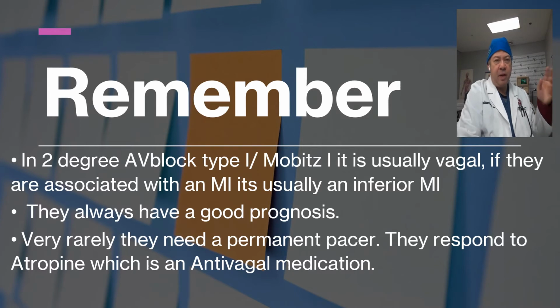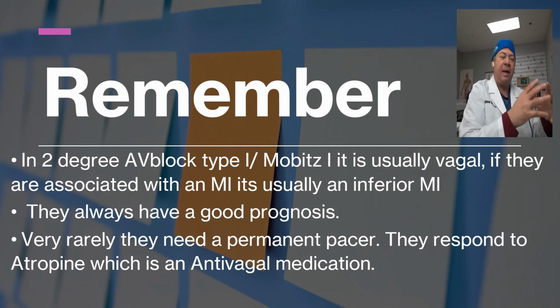Now let's remember that in second degree AV block, type 1 or Mobitz 1 is always or usually in vagal tone. If they are associated with a myocardial infarct, an MI, it's usually an inferior myocardial infarction. Normally they have a good prognosis. Not all the time they have to put a pacemaker on it. Okay, and they respond very well to atropine. Why? Because atropine is an anti-vagal medication.